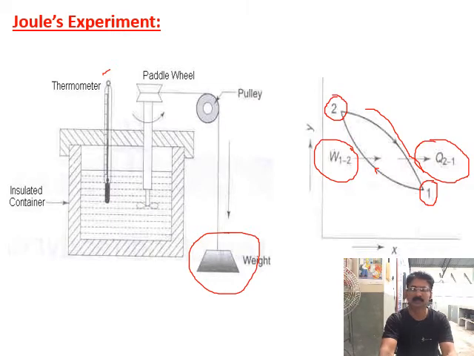And this he repeated for different quantities of the substance, for different temperatures, different work inputs, and for all these experiments he found that work is equivalent to heat, meaning they are both of the same magnitude. So that is Joule's experiment.